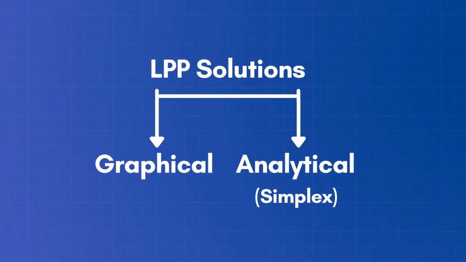There are two methods of solving such problems. One is graphical and another is analytical. The analytical method is also called the simplex method, which will be discussed later on in this course. In the graphical method, two variable problems can be solved. With the help of the analytical or simplex method, problems with two or more variables can be solved. We will discuss both methods in greater detail in this unit.